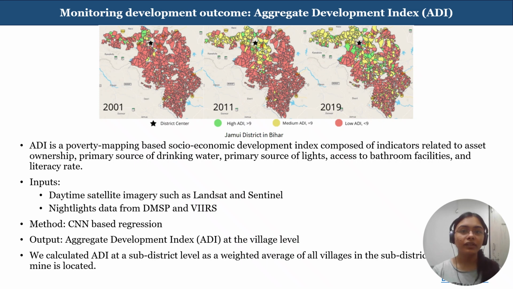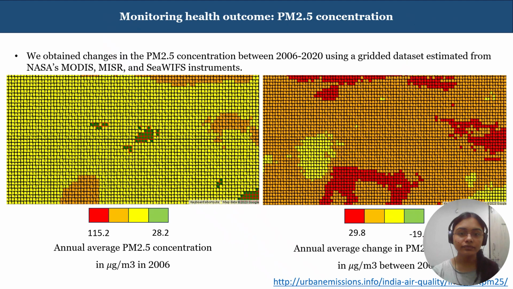To monitor socio-economic development, we used Aggregate Development Index at sub-district level. ADI is an output of a trained CNN-based regression model that uses satellite imagery trained on Census 2011 variables such as primary source of drinking water and literacy rate. To monitor health outcomes, we use PM2.5 concentration obtained from a grid level output that estimates PM2.5 concentration through NASA's instruments. Upon visualizing the dataset on Google Earth Engine, we observed an increase in the PM2.5 concentration between 2006 and 2020.